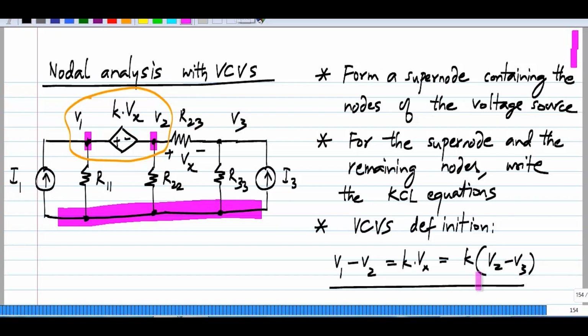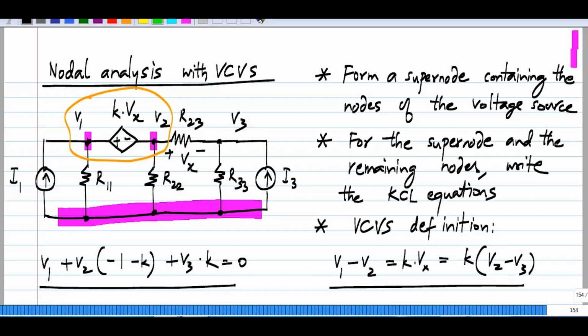Now remember, in case of the independent voltage source, on the right hand side we would have the independent voltage source value. In this case, on the right hand side also we have the unknown node voltages. So we just take the entries to the left hand side and have V1 plus V2 times minus 1 minus K plus V3 times K equals 0. All I have done is to shift this to that one.